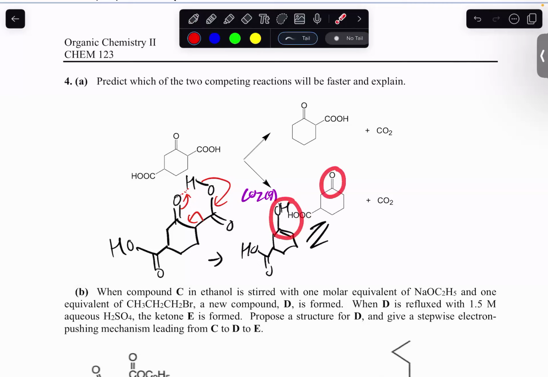Do you need a reagent to do that? Yeah, it does. It needs to be either in acid or base. But they didn't give us any reagents. They just asked which one would be faster and why.